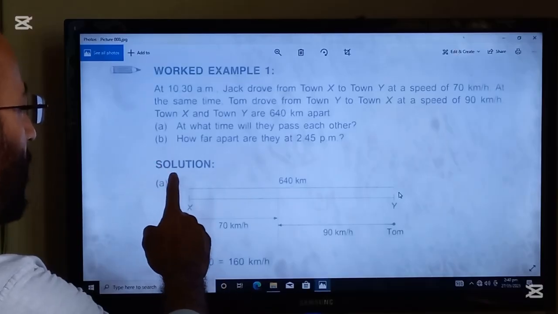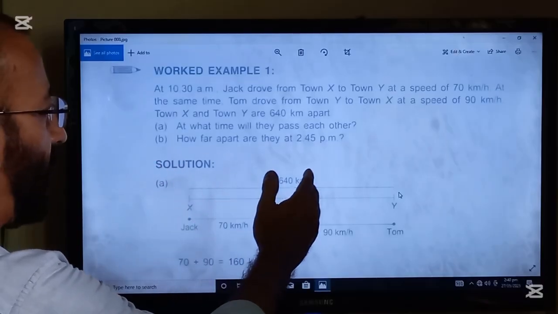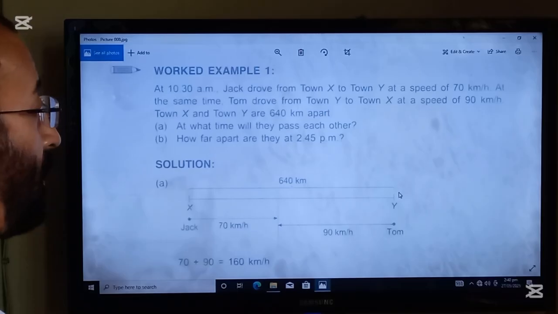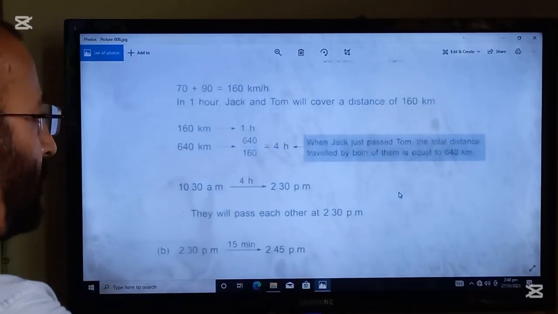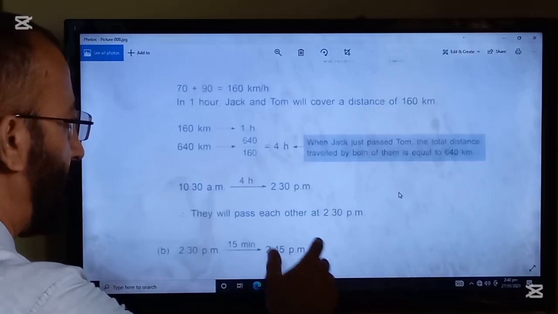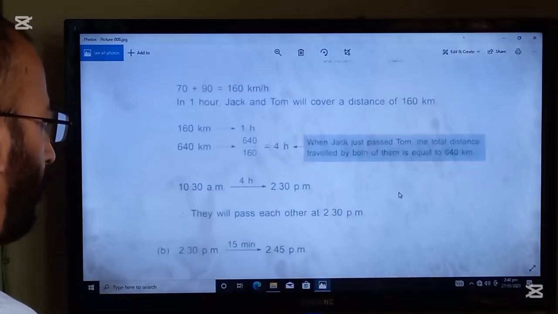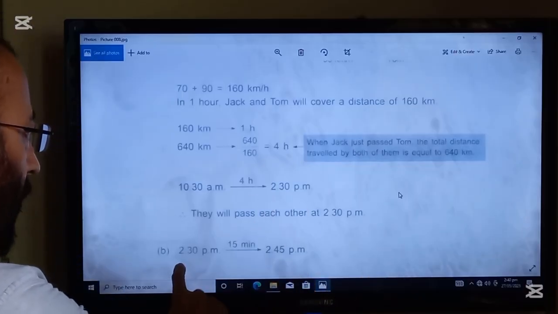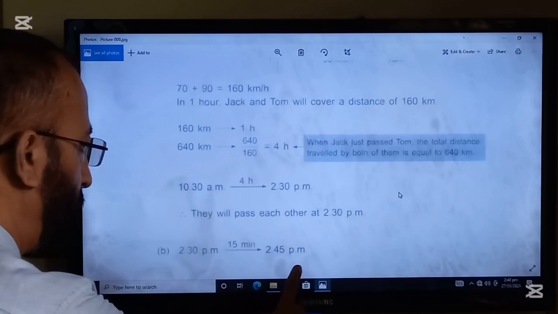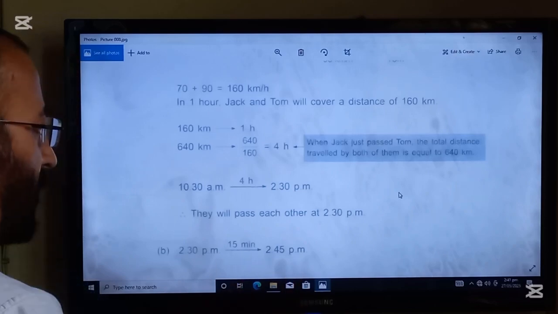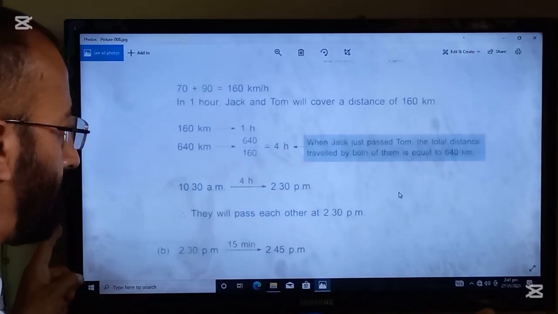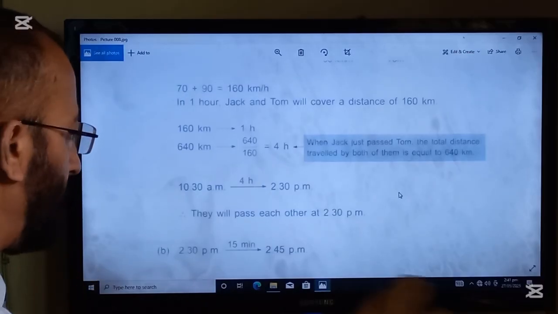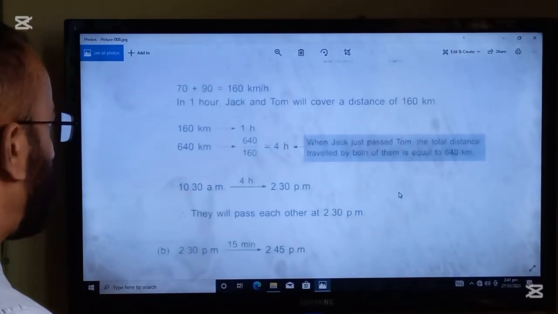B part's requirement is, how far apart are they at 2:45 p.m.? So if they just pass each other at 2:30, then from 2:30 to 2:45, the time will be 15 minutes. So actually we are required to find the distance between them 15 minutes after crossing each other.